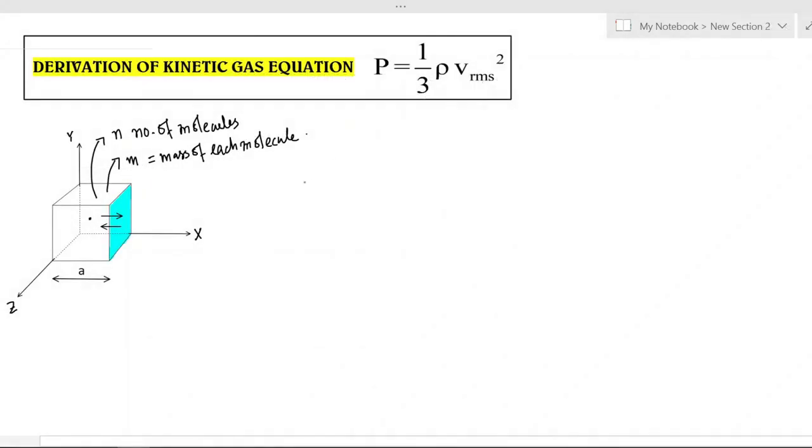If the velocity of the molecule we are considering here is v1, it has the three components, the ones I told you right now.